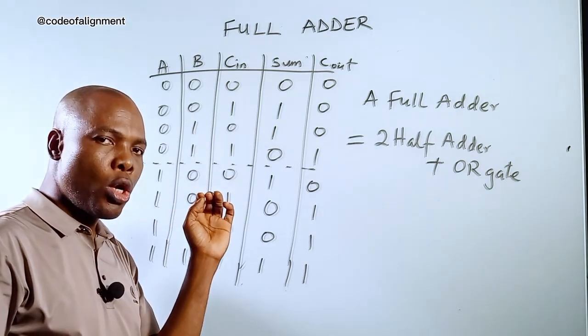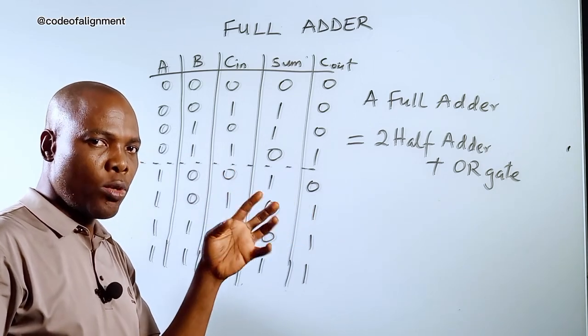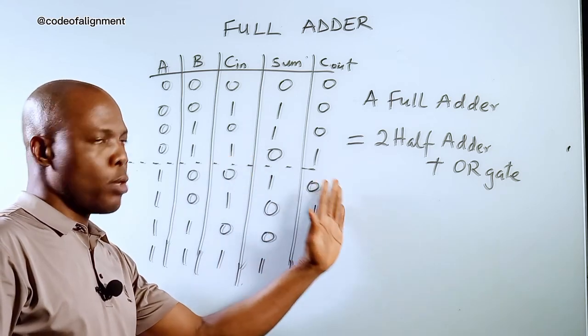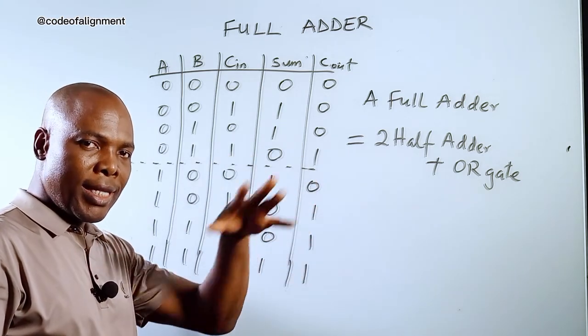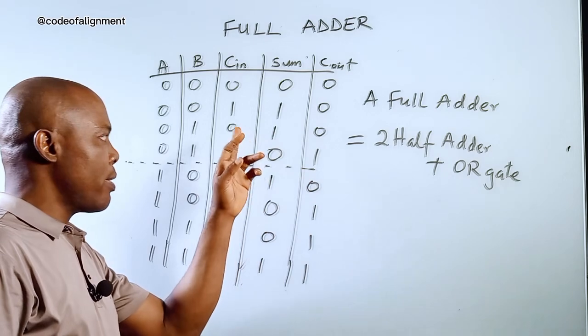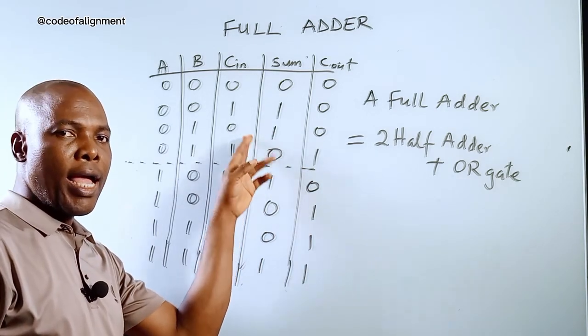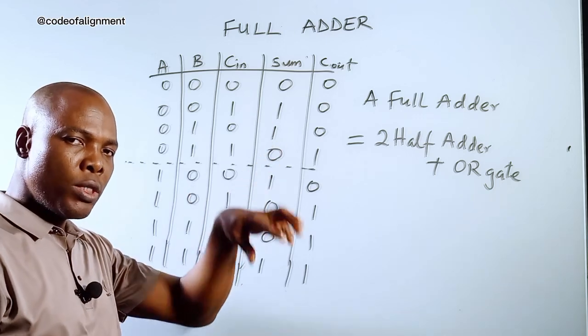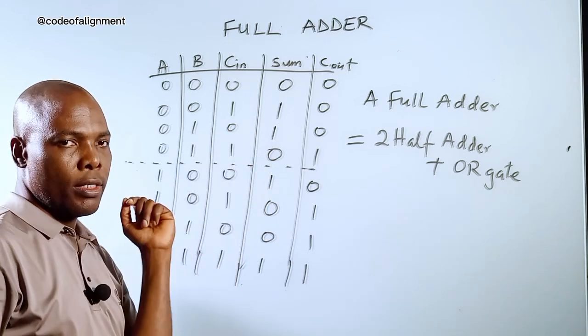If I have to draw the Karnaugh map and then the circuit for you using this class, it will be too long. So I'm going to pause here, and then in the next class, I'm going to show you the Karnaugh map for this full adder, and then we'll also draw the circuit diagram from the function we will derive from the Karnaugh map for this.